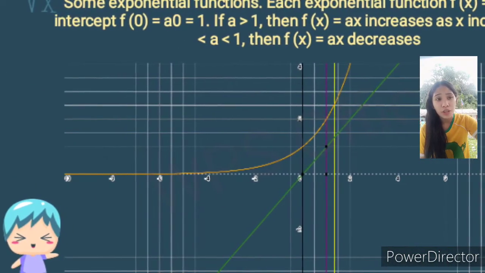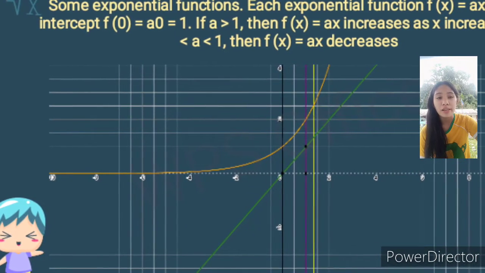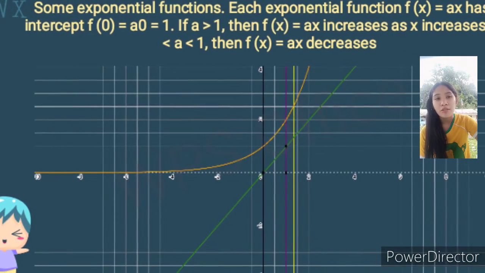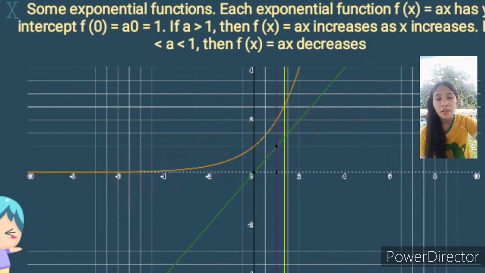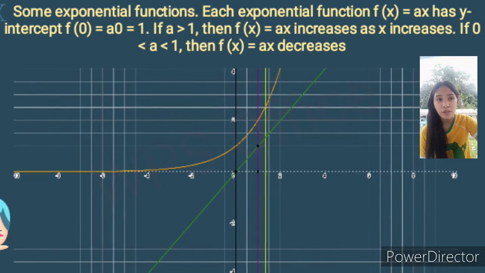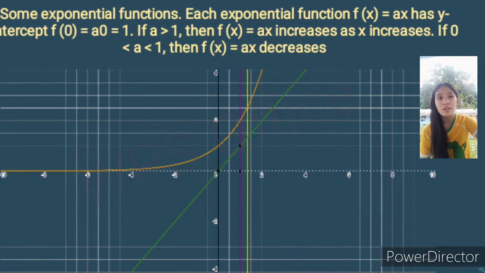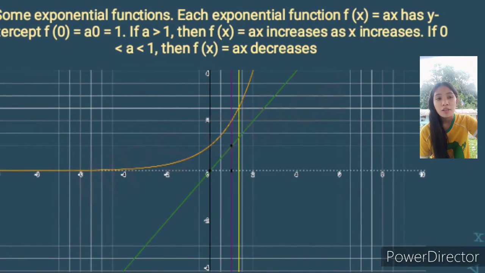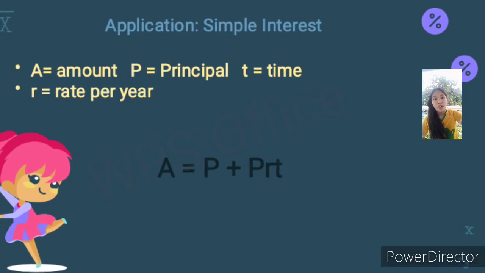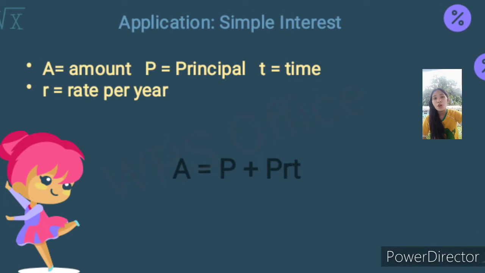Each exponential function f(x) = a^x has y-intercept f(0) = a^0 = 1. If a is greater than 1, then f(x) = a^x increases as x increases. If 0 is less than a and a is less than 1, then f(x) = a^x decreases as x increases. So after discussing the basic rules of exponential functions, let us move on to the application.